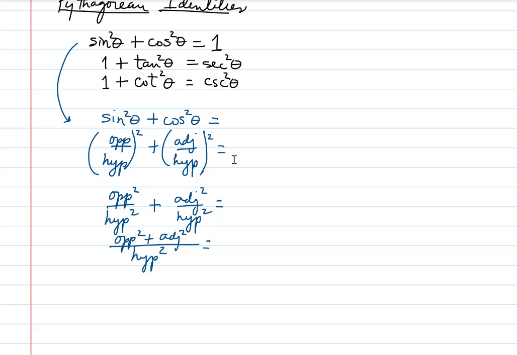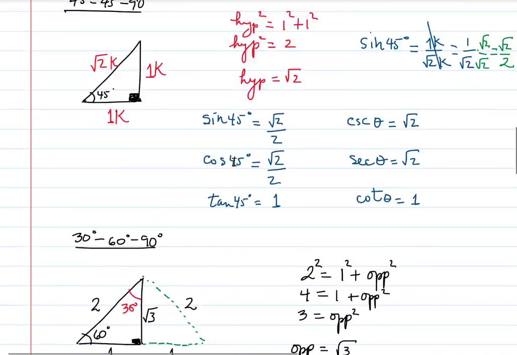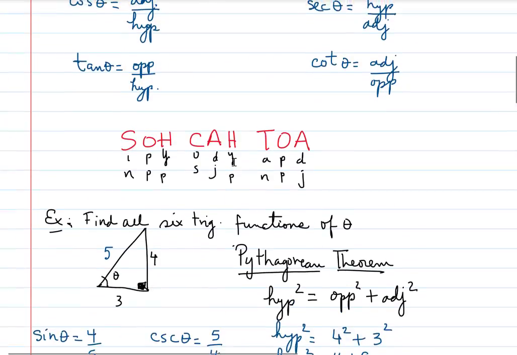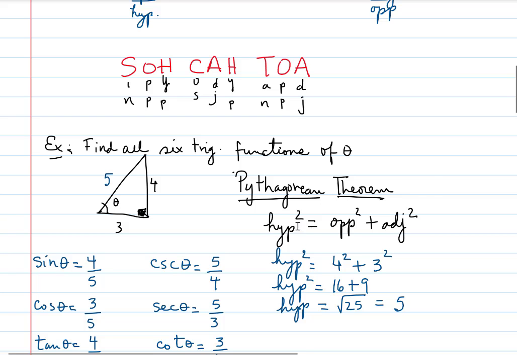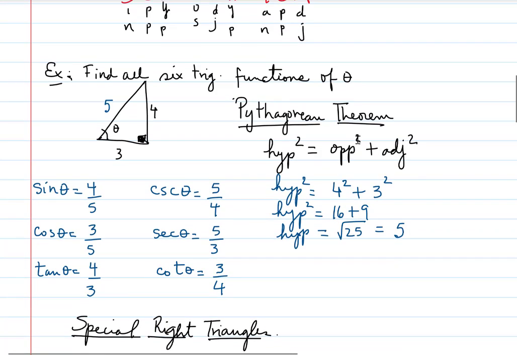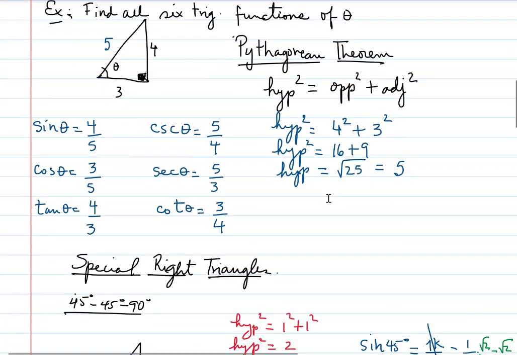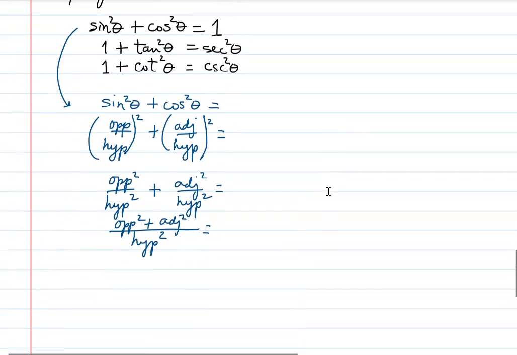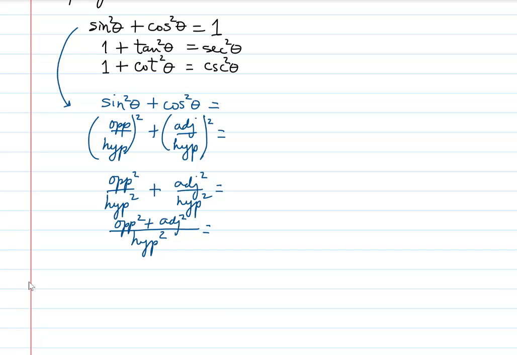Okay, now here's where I still don't see the 1, so here's where you're going to apply the Pythagorean theorem, and this is where it gets its name, right? Remember what we said up here, what the Pythagorean theorem was? Right here. Hypotenuse squared is equal to opposite squared plus adjacent squared. So if we replace this numerator with hypotenuse squared, because we already know that to be true from the Pythagorean theorem, that whole thing can be replaced by hypotenuse squared.